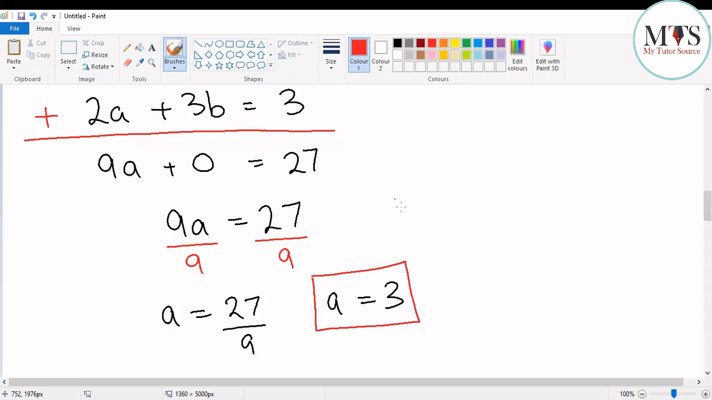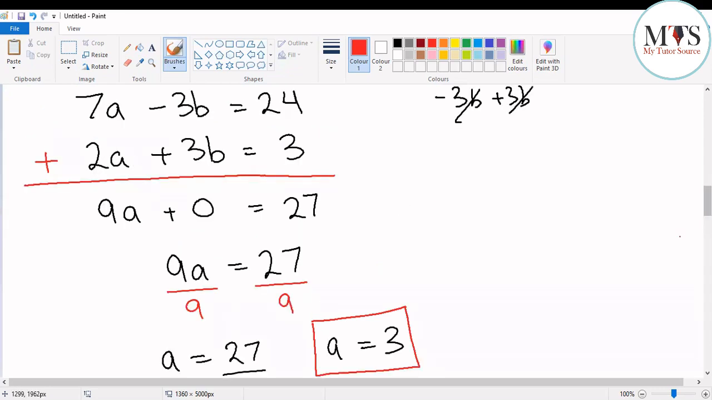Now what's the second step? What do we have to do now? Now we have to substitute this value of a back into one of these equations. Now that we have a value for a, we can plug it into one of these equations, and that should give us an equation that has just b. So we can solve for b then. Okay, so let's choose this second equation.